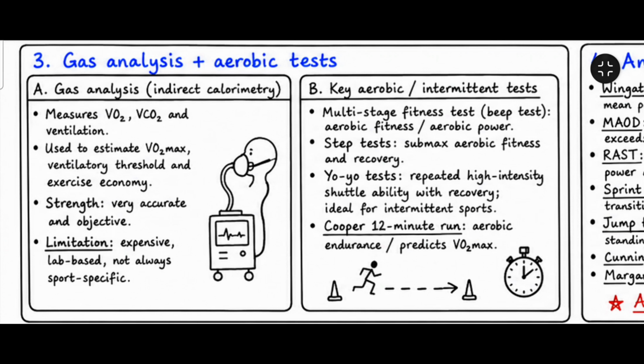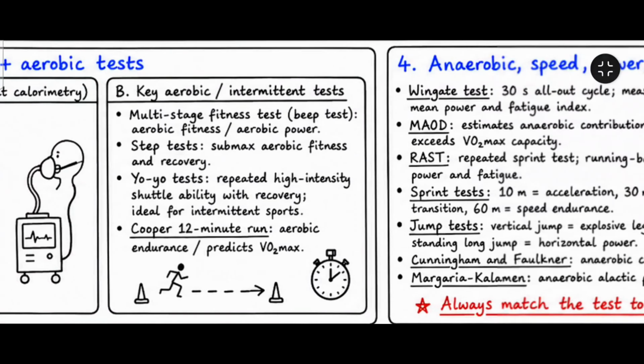Cooper 12-minute run test. The Cooper 12-minute run test measures aerobic endurance, and it can help to predict VO2 max. The way it's done is basically run as far as possible in 12 minutes. The strength, the positive obviously, is that it's very simple. You can set it up in a field. Limitation is that motivation can affect accuracy, and the weather and surface can also influence performance.